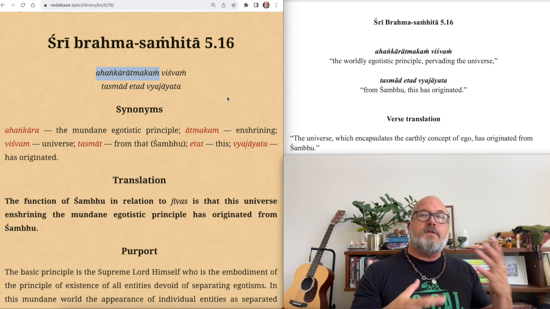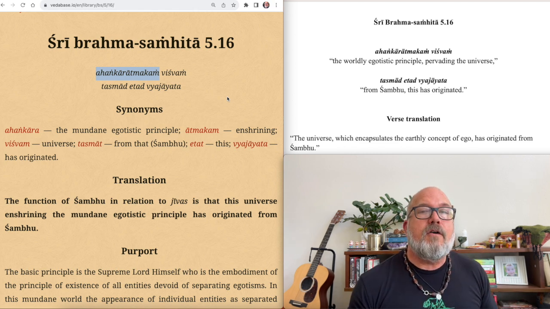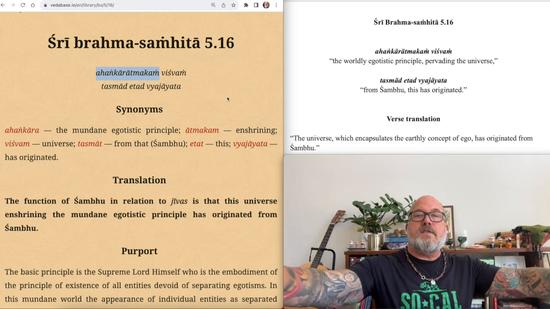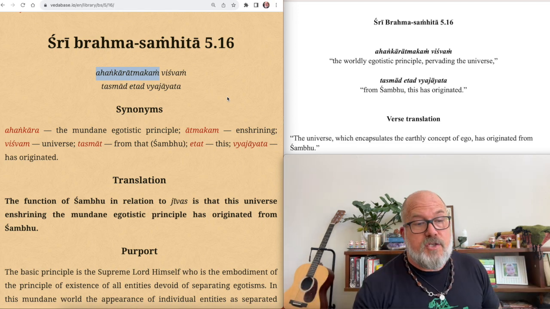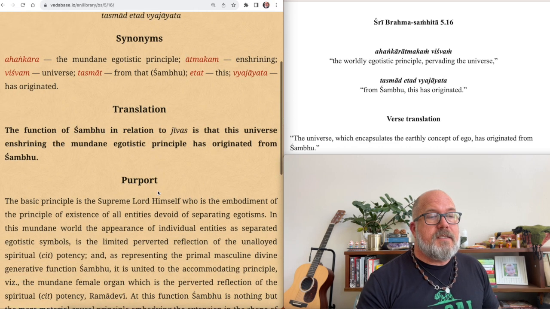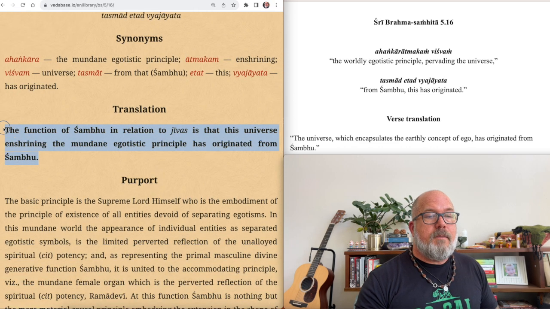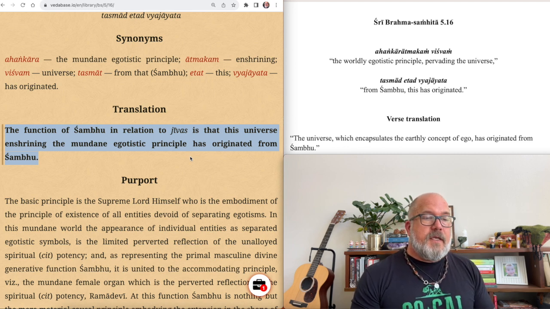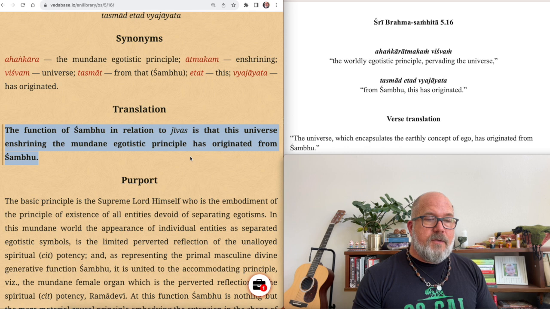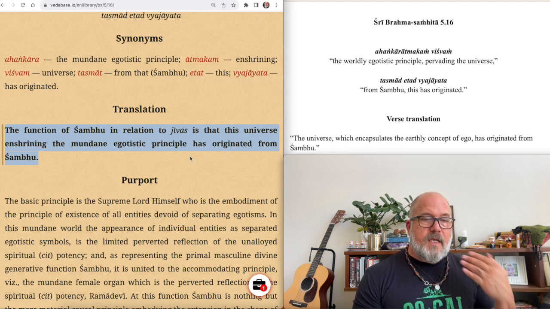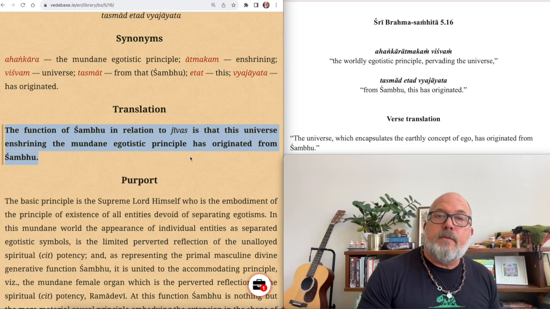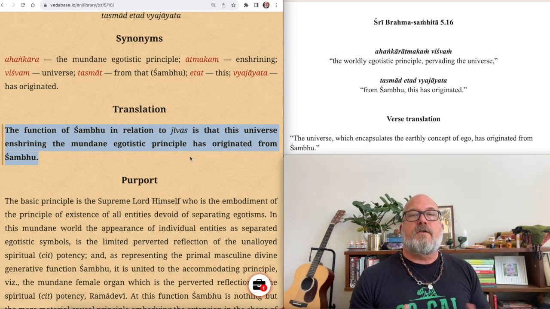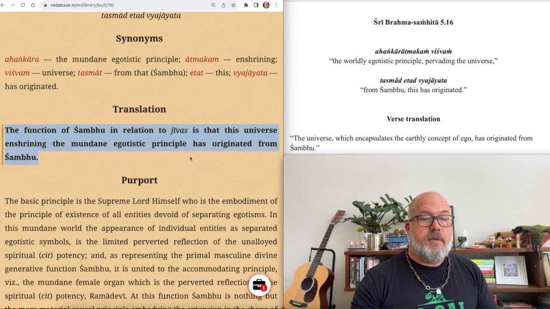So all false ego, false sense of self comes from Shiva and is pervaded through this whole material creation. The translation is: the function of Shambhu in relation to Jivas is that this universe, enshrining the mundane egotistic principle, has originated from Shambhu. So essentially, ego, false sense of self, has originated from Shambhu.